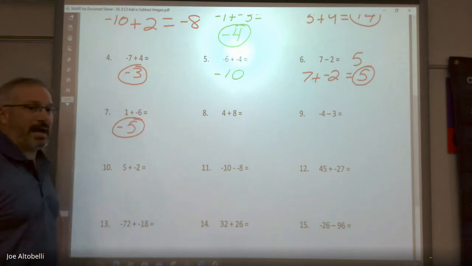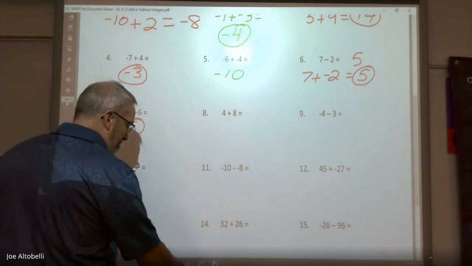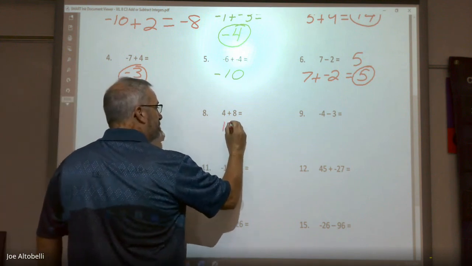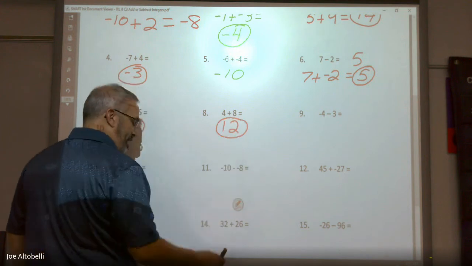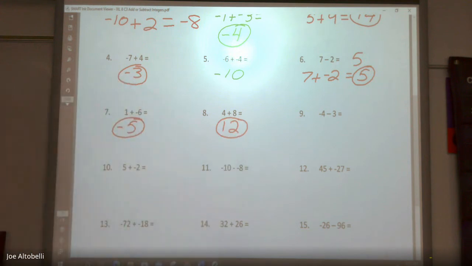You should have a -5, the +1 and the -1 cancel, leaving you with -5 left over. Number 8. It's already adding. The signs are the same. Just add them and keep the same sign. Go ahead. Number 9. Number 9 is an example where some of you might get it wrong if you didn't rewrite it.